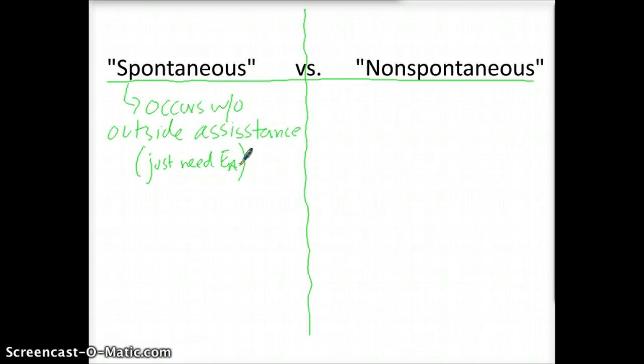So what are some examples of spontaneous reactions? Well, let's talk about a non-chemical example. Let's say you have an egg, and you're holding the egg and you drop it. When that egg hits the ground, it's going to splatter. When you drop it, it is spontaneous. There's nothing that's needed to make that egg splatter besides you letting go. It's going to happen.